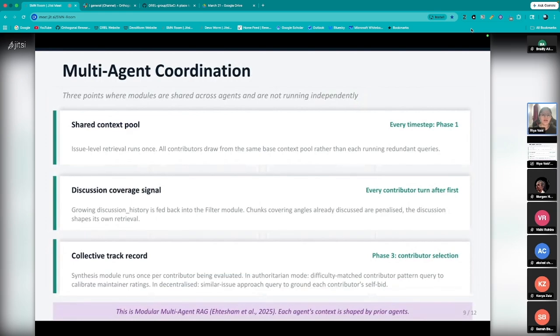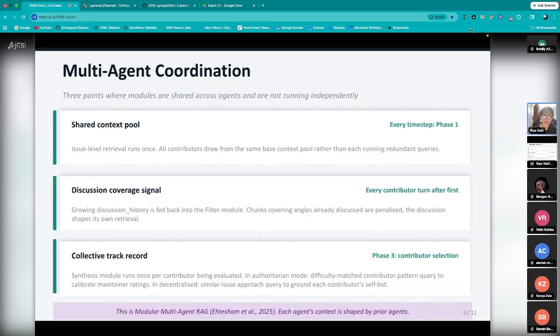And this is the important part, multi-agent coordination. There are 3 points where the modules are shared across agents and not running independently. First is the shared context pool. Issue-level retrieval runs once, so all the contributors draw from the same base context pool rather than each time running redundant queries.